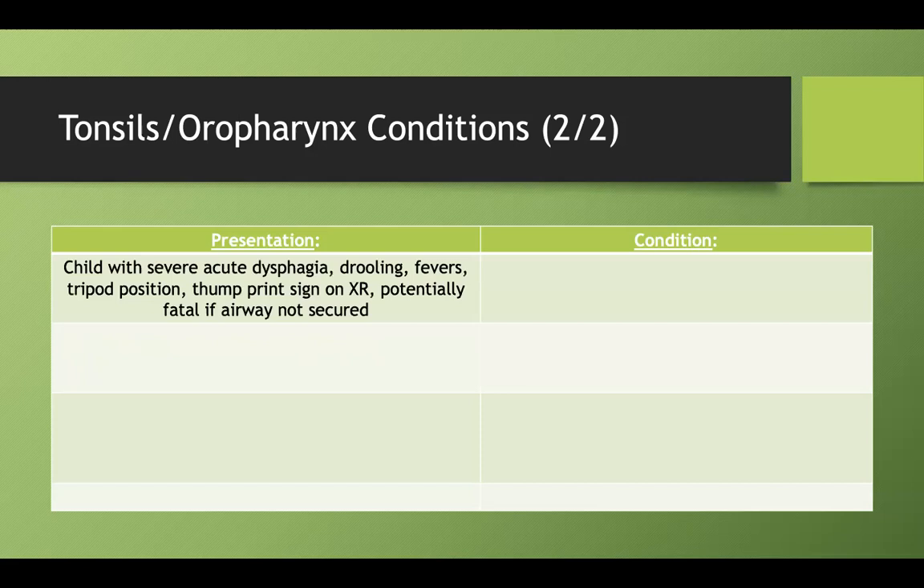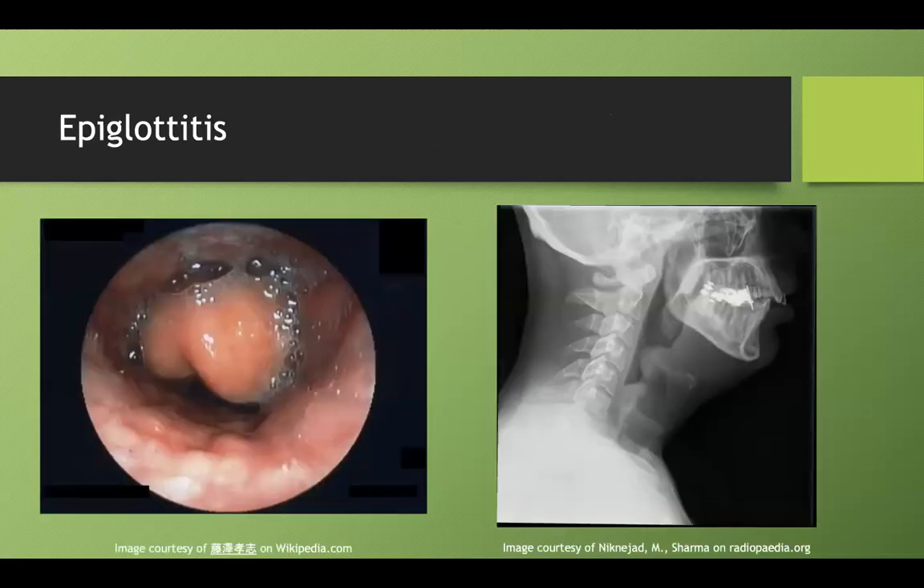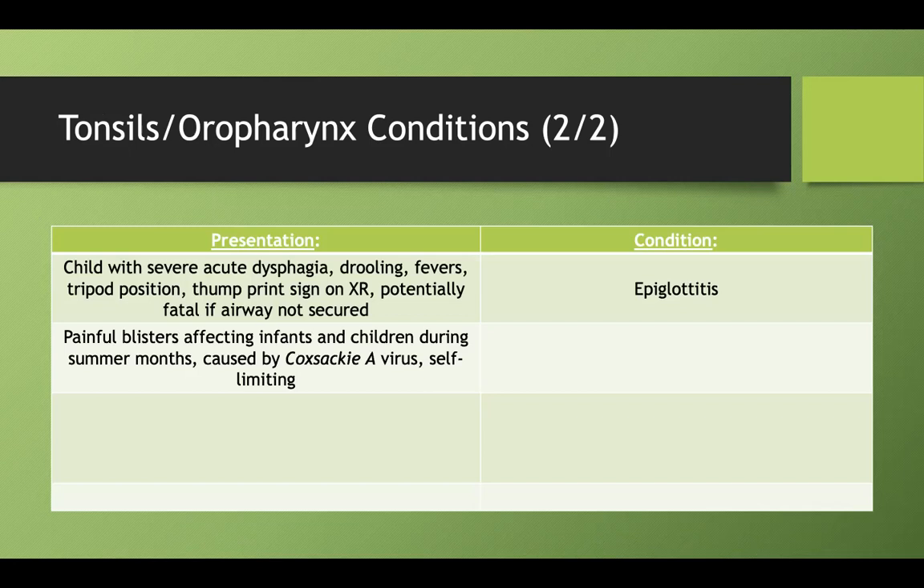We'll move on. What if you find a child with severe acute dysphagia, drooling, fevers, he's in the tripod position, there's a thumbprint sign classically on x-ray, and this can be a fatal disease. It's very rapidly progressive. This is epiglottitis caused by Haemophilus influenzae. You can see a picture on the left. They probably won't show the picture on the left. They like to show the picture on the right because they like this thumbprint sign. They love that. Epiglottitis. Don't forget that.